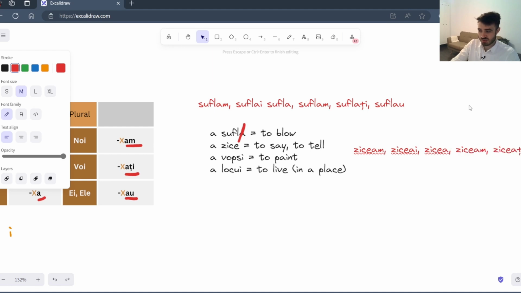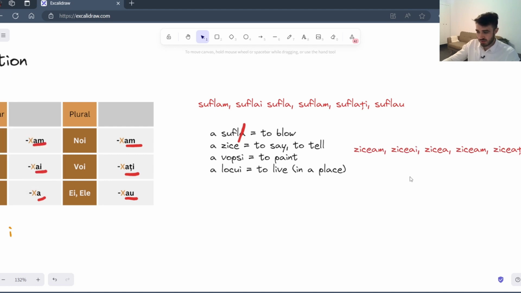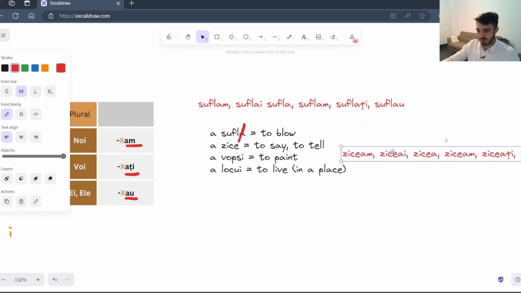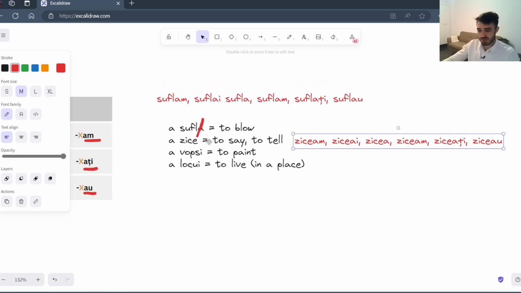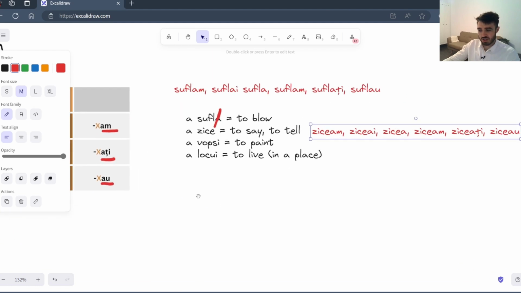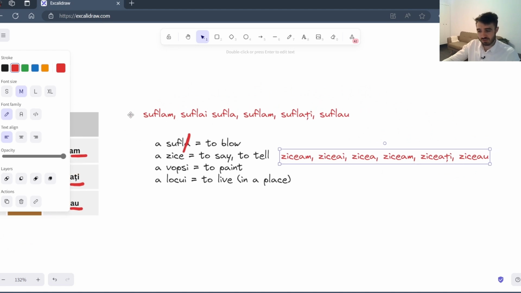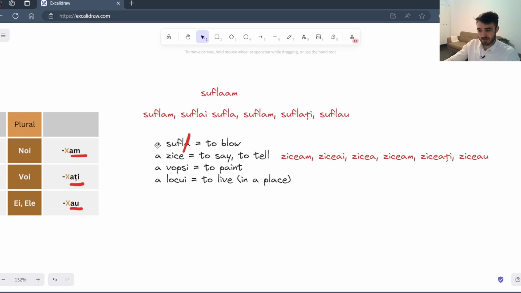ziceam, ziceați, ziceau. Here you might say, oh, but you don't really care about the ending, because you can just say, oh, you add and there you go. Yes, but it's not really accurate, because if you look at the first one, if you remove this, you would add am after you cut this. So you wouldn't add am after the a. It will not be suflam. Yeah? This will not happen here.